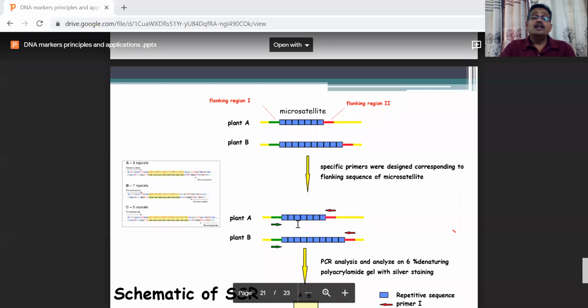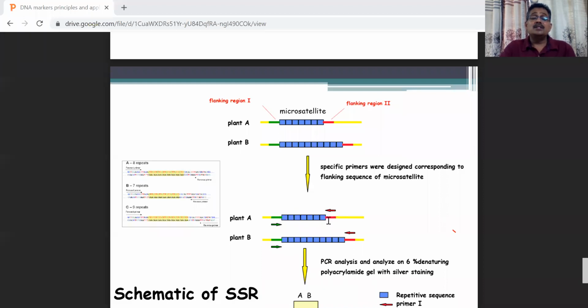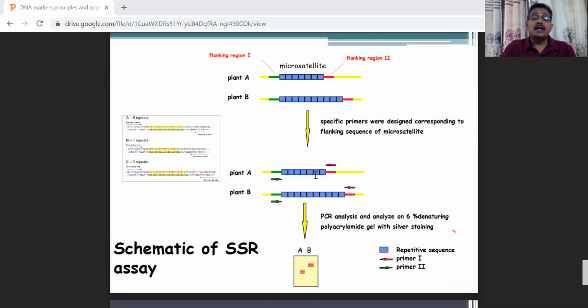When it amplifies, plant A, with a small number of repeats, gives a very small fragment. The bigger repeat has more repeats. Plant B has a bigger amplicon. So there will be a bigger amplicon and a smaller amplicon. So you can easily differentiate the number of repeats.